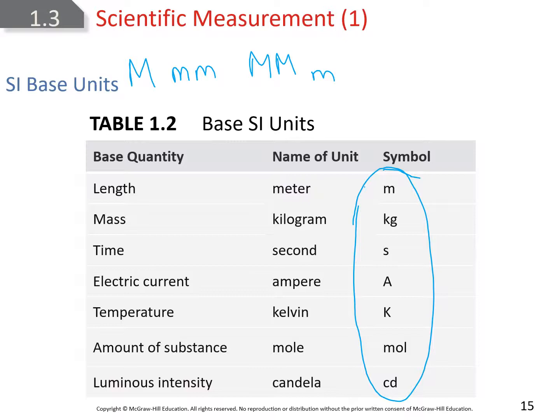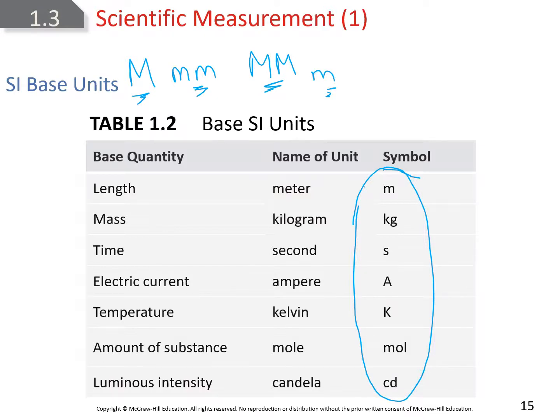These all look like M's. Some are uppercase, some are lowercase. You have four completely different abbreviations with these M's. This first one here is molarity. This second one is millimeters. This is molar mass, and this is meters.